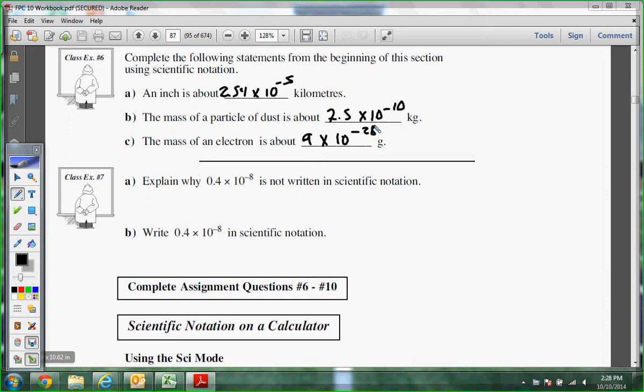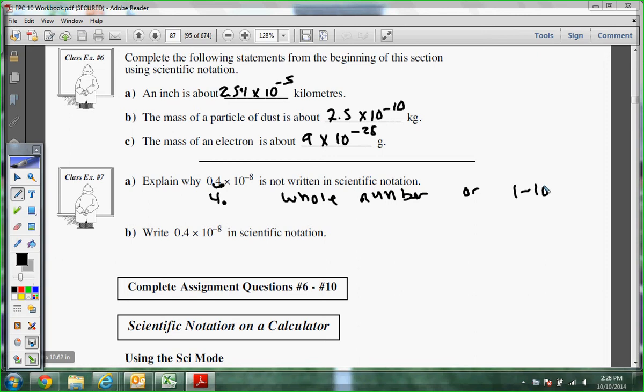Explain why 0.4 times 10 to the negative 8 is not written in scientific notation. Why is that not in scientific notation? We always want to have at least one spot in front of the decimal. It should be 4 point. Okay, so we need to move that over 1. We want to have a whole number, or the way they describe it is to have something between 1 and 10. You want to use scientific notation with numbers between 1 and 10.